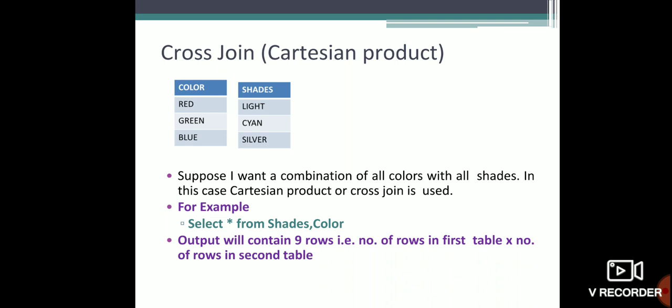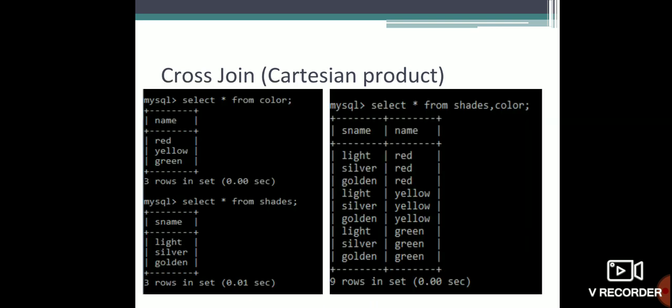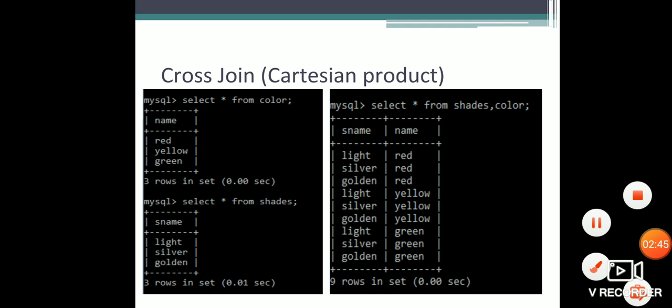I have written shades comma color, so it will return light with red, light with green, light with blue, then cyan with red, cyan with green, cyan with blue, then silver with red, silver with green, and silver with blue. You can see the result also here. SELECT * FROM shades: in shades you have light, silver, golden, and in color you can see red, yellow and green. So you can see the output how it is mentioned here.